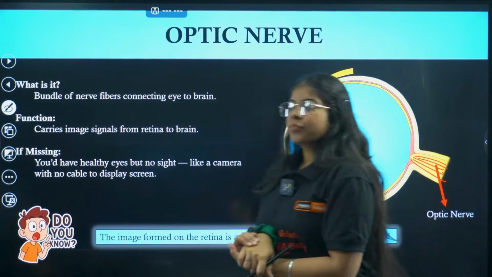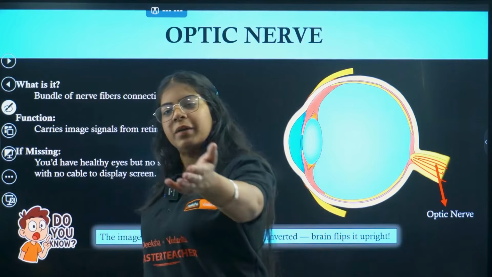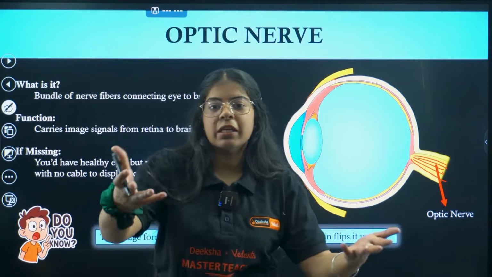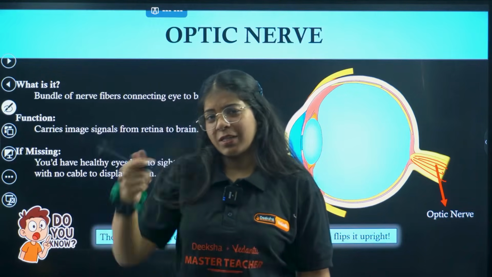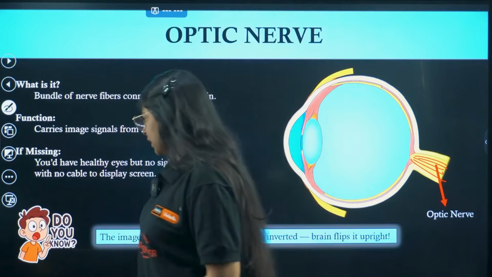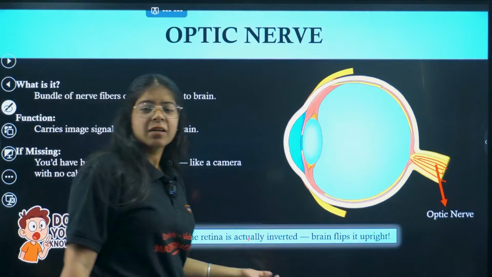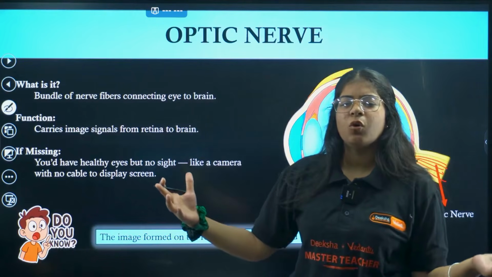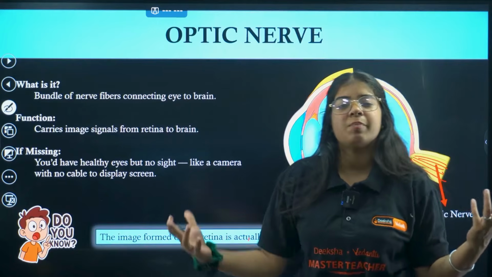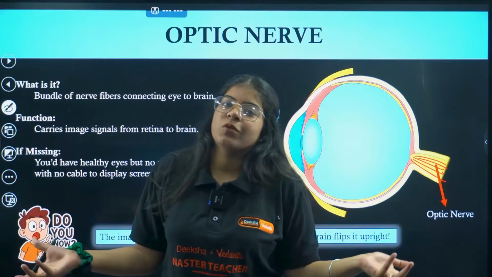If it's missing, the image will be formed on the retina, but what will we do with that image? I won't know that this is a board, I won't know this is a stylus. Of course, you will have a healthy eye, but there will be no sight. It's like a camera with no cable to connect to a display screen. You click the photo, but you can't see the photo. What's the point of that?